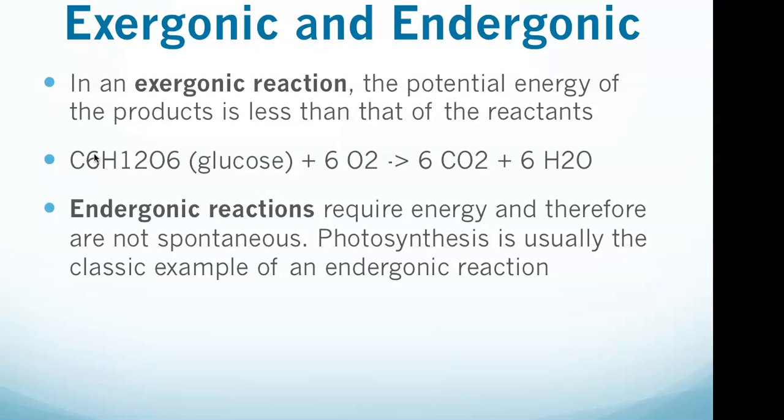Endergonic reactions require energy and therefore are not spontaneous. Photosynthesis is the classic example of an endergonic reaction. In an endergonic reaction, the change in G is greater than zero, which means it's positive, while in an exergonic reaction, the change is less than zero, which means negative.